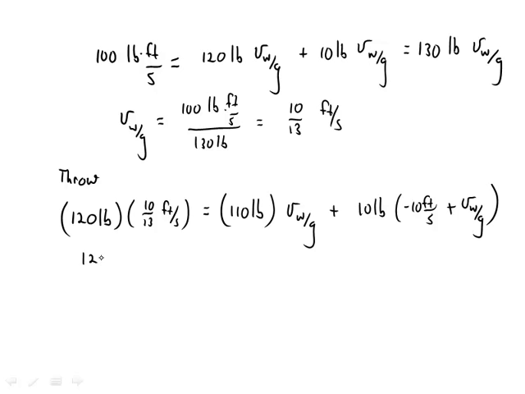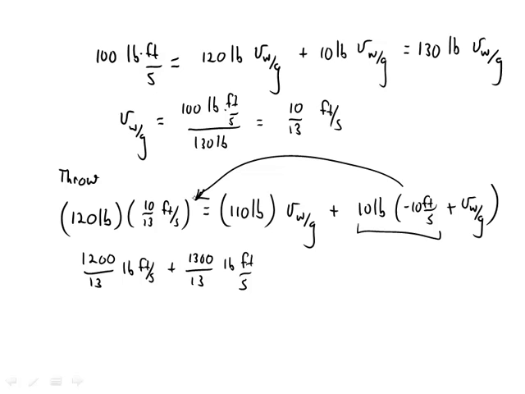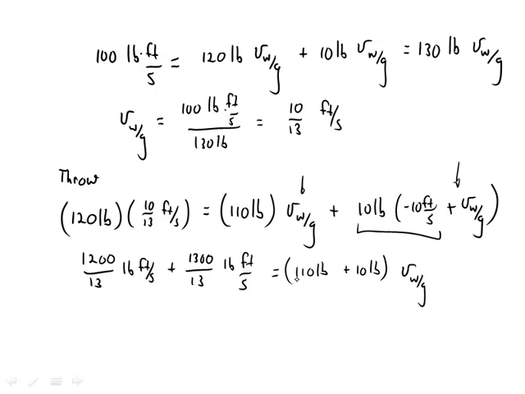So over here I have 1,200 over 13 pound feet per second. Here I'm going to have 100 pound feet per second, which is 1,300 over 13, I just want a common denominator, pound feet per second, bringing that to the other side of the equation, clearly. Maybe not so clearly, but that's what I'm doing. And on the right side, I have 110 pounds times VWG and 10 pounds plus 10 pounds VWG. So that's 120 pounds VWG. And so VWG equals 2,500, 1,200 plus 1,300 over 13.